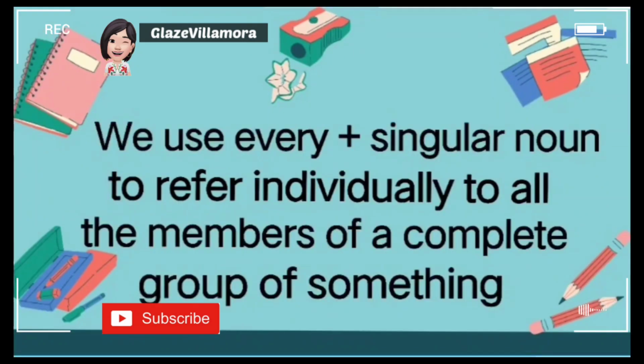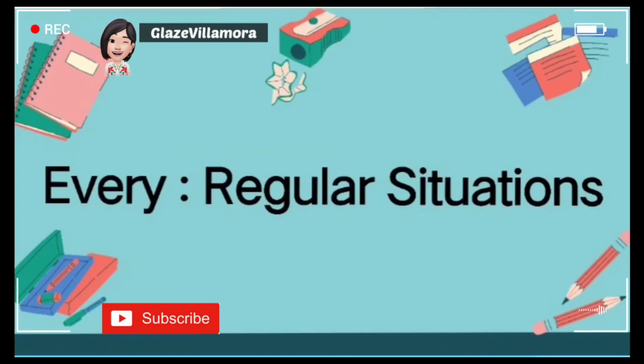We use every plus singular noun to refer individually to all the members of a complete group of something. For example, try to answer every question. We use every with a singular noun to refer to something that happens regularly. For example, I leave the house every morning at 7 a.m.